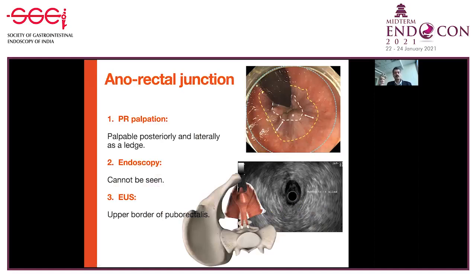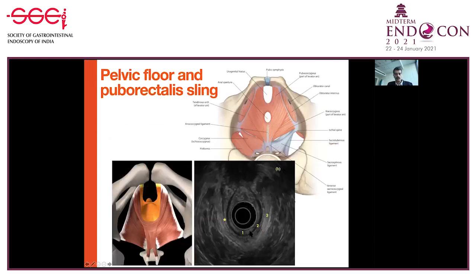On PR examination, it is palpable posteriorly and laterally as a ledge of puborectalis. And on US, the anorectal junction can be well defined as the upper border of the puborectalis. So this is the puborectalis sling. And this is an inverted image of the pelvis where you see the puborectalis sling. And this is how a puborectalis sling looks. This shows you the anatomy of the anal canal.